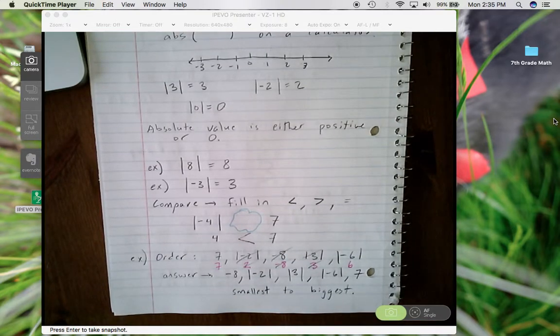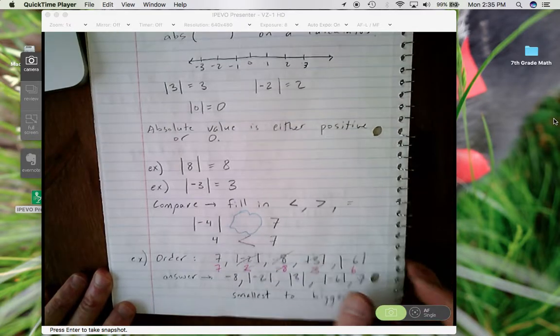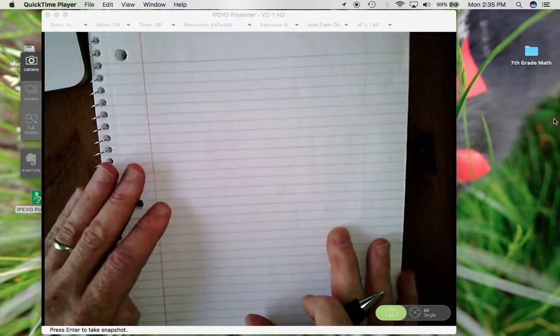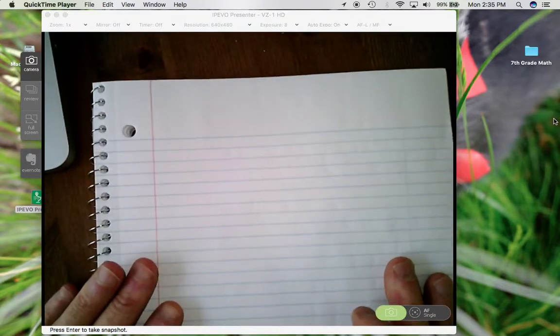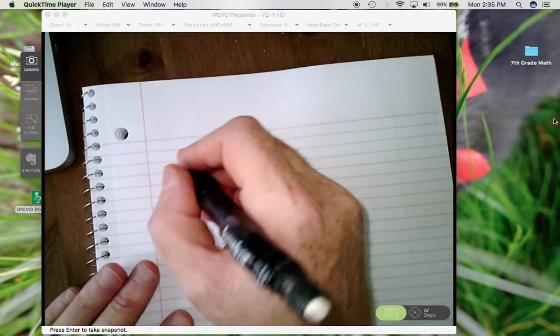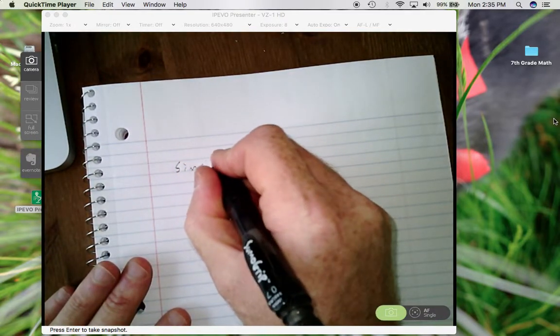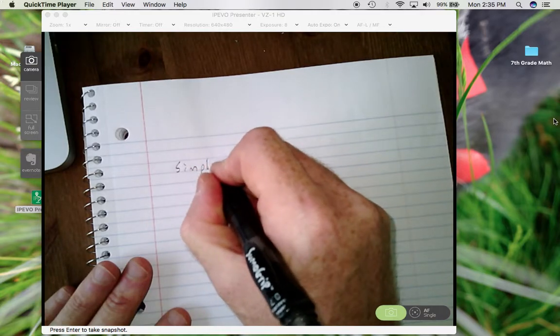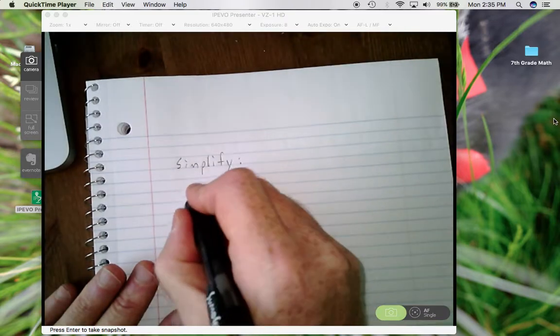Okay? And the last thing, again, we're just going to figure out some absolute values. But they're going to look a little bit weird. Let me zoom in here a tiny bit. Most of this, the directions will say simplify. Most of this is what we've done before.